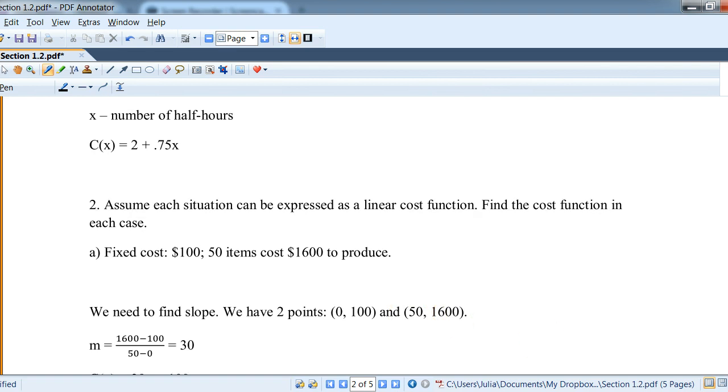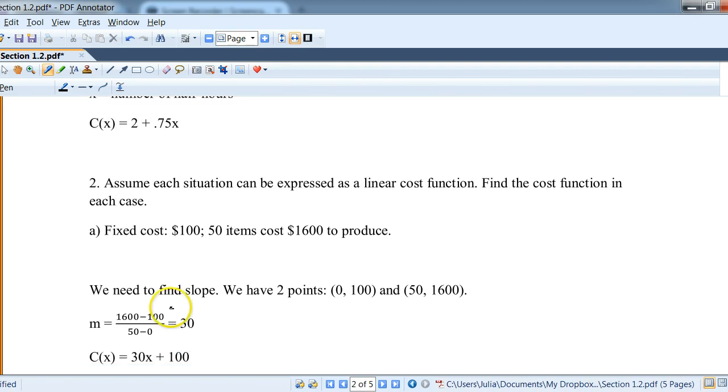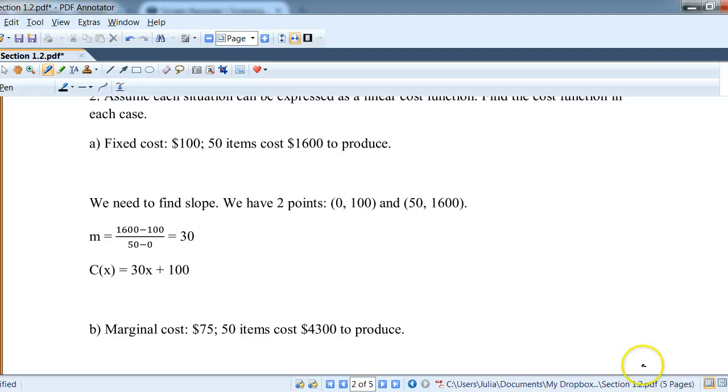So we can find the slope, how we typically find it, which is 30, and that would be the approximate cost per item. And we can already write the equation, which is mx plus b, if you recall. So it would be 30x plus 100. So typically we're either given b and then we have to find the slope, or vice versa. Maybe we'll have the slope. Take a look at part B.